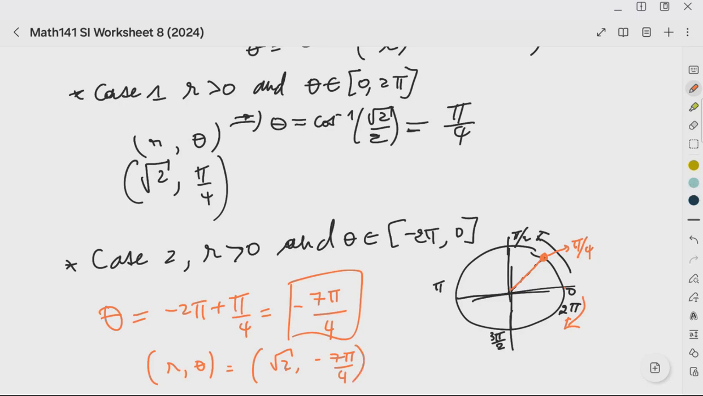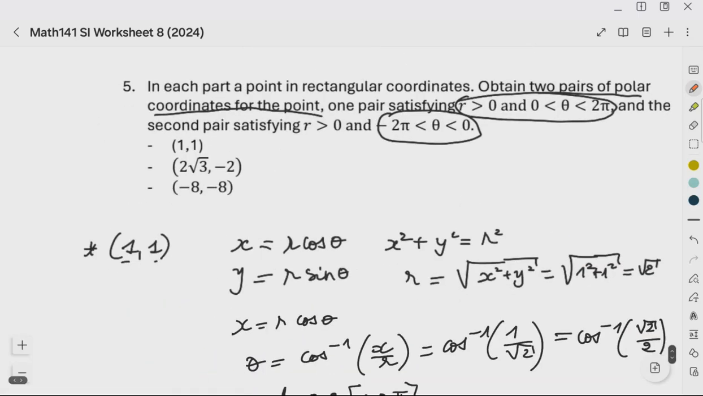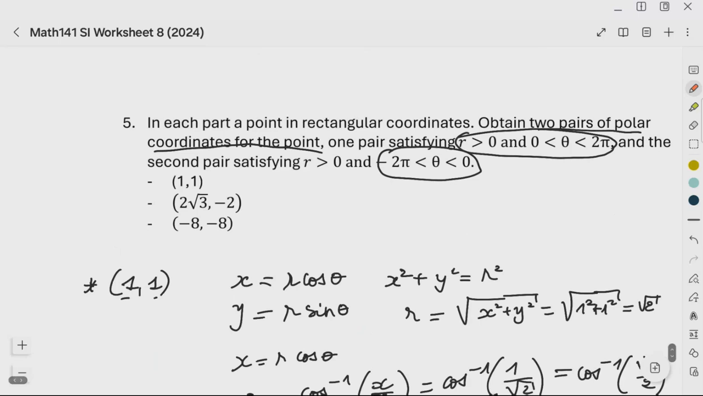Right? Hopefully that makes sense. And the same logic now applies to the other two cases, where we have 2 root 3 and minus 2, and minus 8 and minus 8. Okay, so hopefully that makes sense.